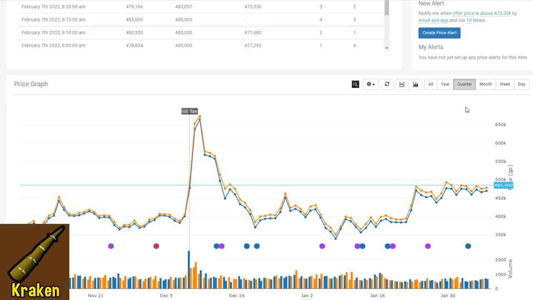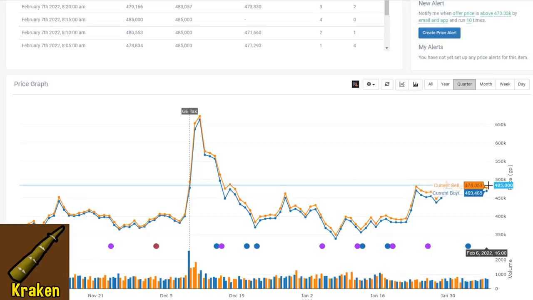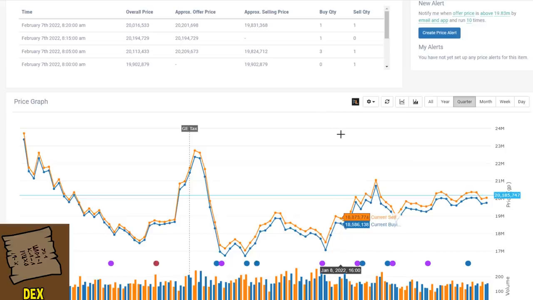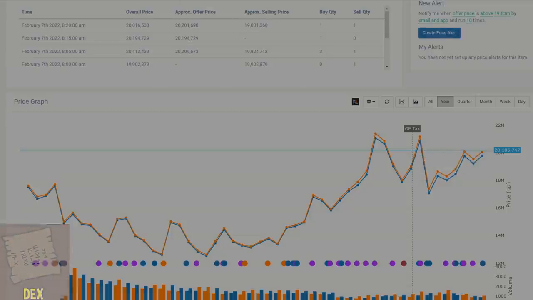So looking at a longer term view here, for example, the Kraken Tentacle, there's a huge spike, obviously. But I mean, currently it's around 480k, where earlier this year it was lower than that. Another item here is the Dex Prayer Scroll. If we look back over the year, the price has gone up a lot. That said, because these are PvM items, it's kind of hard to say for sure whether the tax is responsible to a large degree or a small degree or even at all. But we can say earlier in the year, the Dex was worth around 12 mil and now it's worth 20 mil. So that's a significant change.